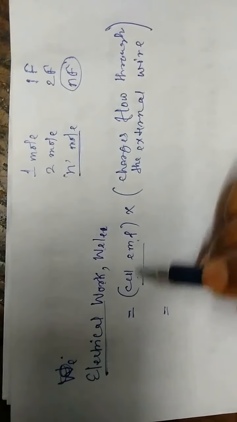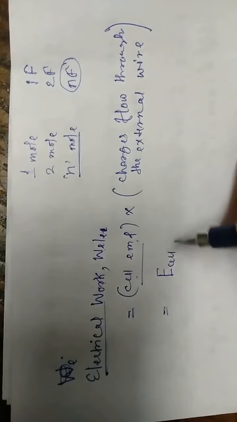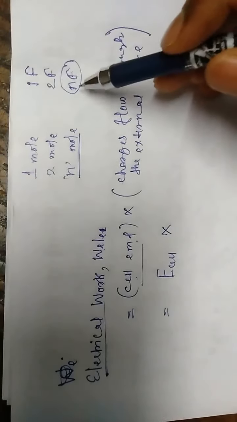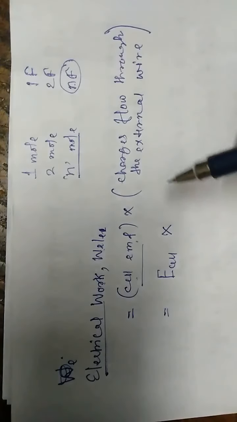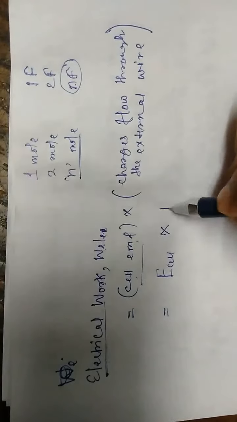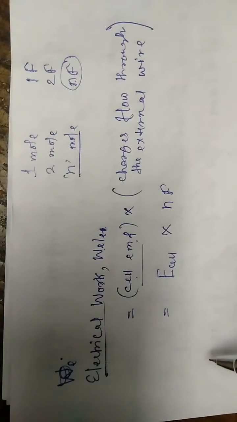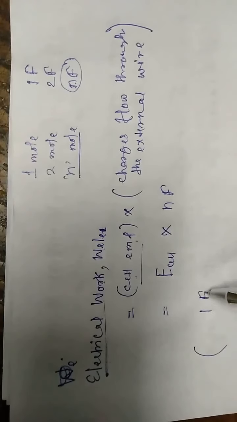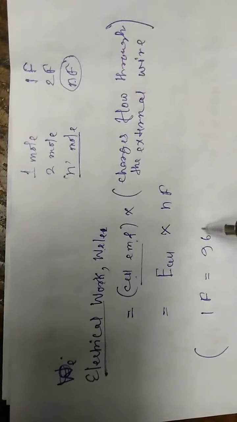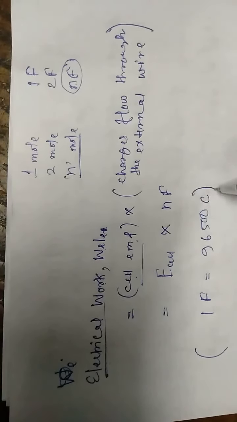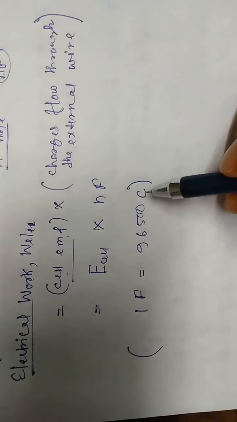So let us consider cell potential or cell EMF of an electrochemical cell, E cell. Let us consider nF Faraday charges flow through the external wire, n into F. F is the Faraday's constant here. F is Faraday's constant. 1 Faraday, remember it, F is Faraday's constant. 1 Faraday equal to 96500 Coulomb. Coulomb is the SI unit of the charge.